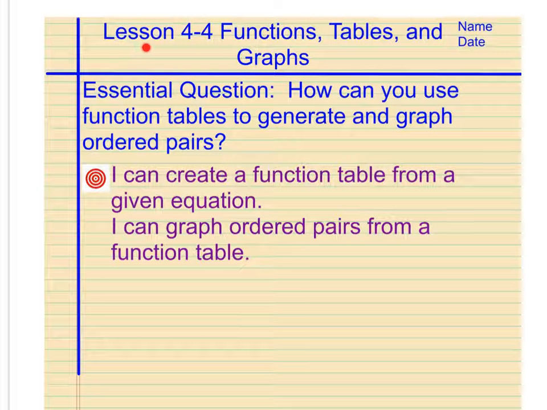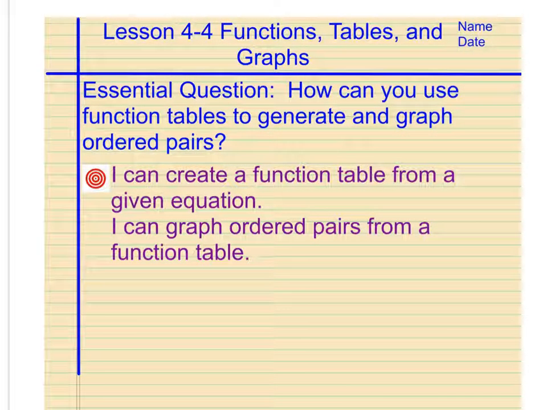Today we are going to do lesson 4-4, functions, tables, and graphs. Make sure you put your name and the date on your Cornell notes and write the essential question. Today's essential question is, how can you use function tables to generate and graph ordered pairs?